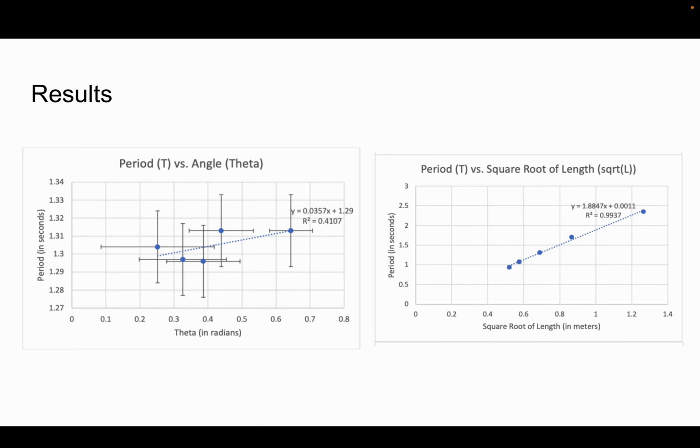The slope of our line was 1.8847 seconds per square root meter. According to the model, the slope should equal 2 pi over root g. Using our slope, we can solve for g. Doing this calculation gives us a value for g that is very close to the accepted value of 9.8 meters per second squared, with a percent difference of only about 6%.